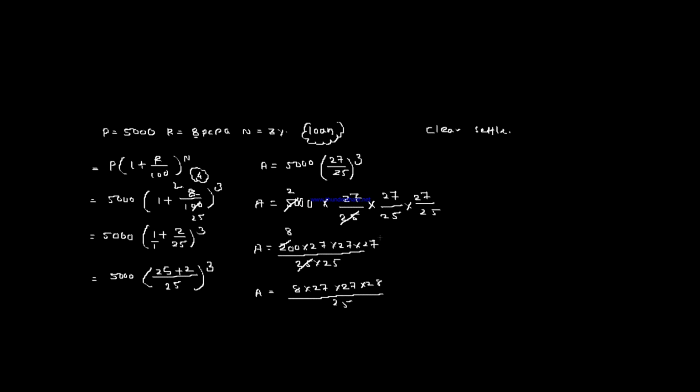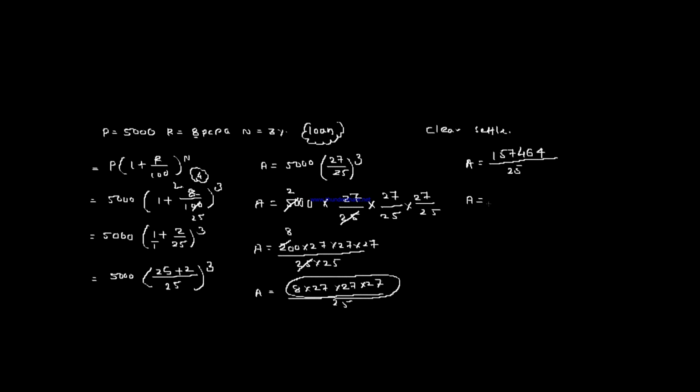Now there is no scope for any cancellation over here, so we have to multiply the whole thing. In the numerator, what we are getting after multiplication is 157464, and we have to divide it by 25.